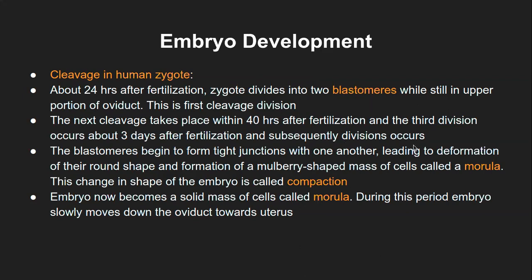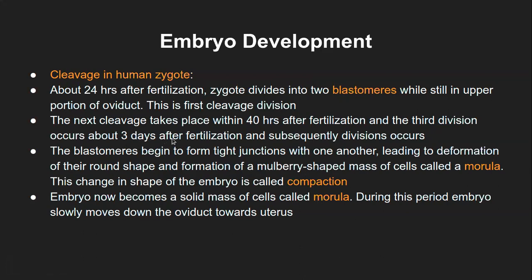So the blastomeres begin to form. That means after this 3 day, it will again divide after certain time and again divide and keep dividing until this mass of cells is formed. And that is the blastomere cell.